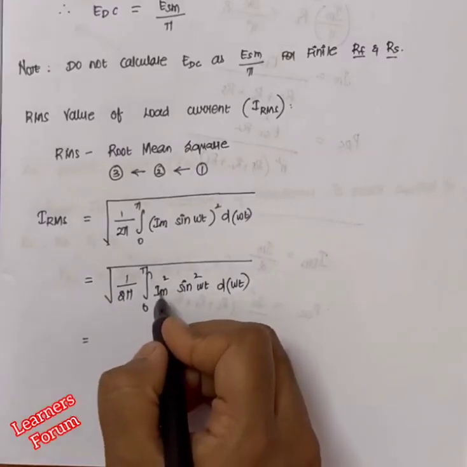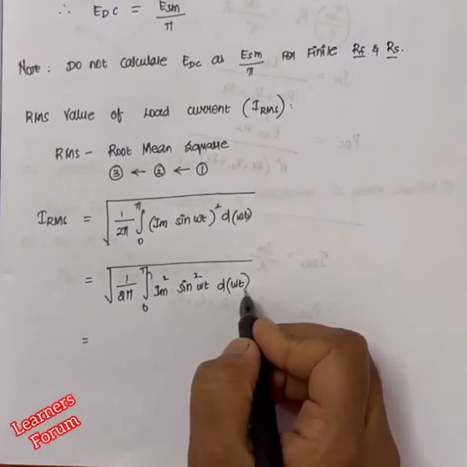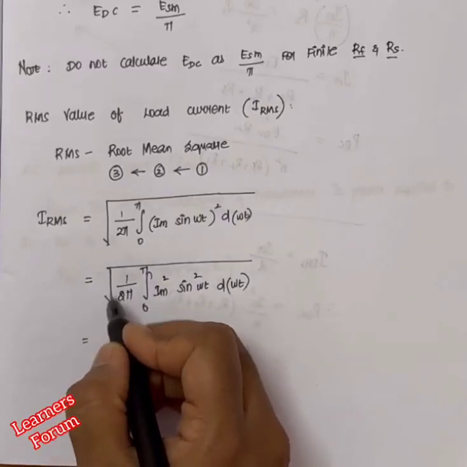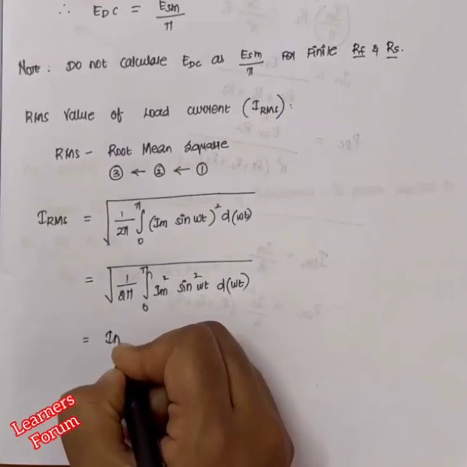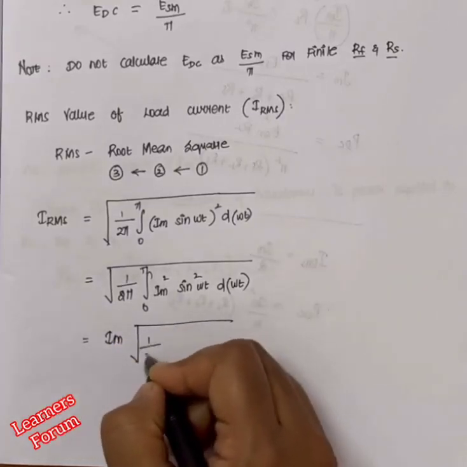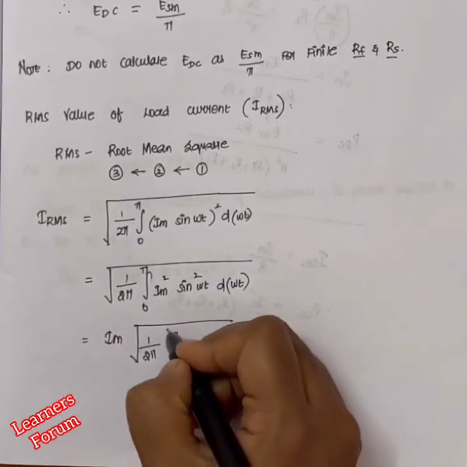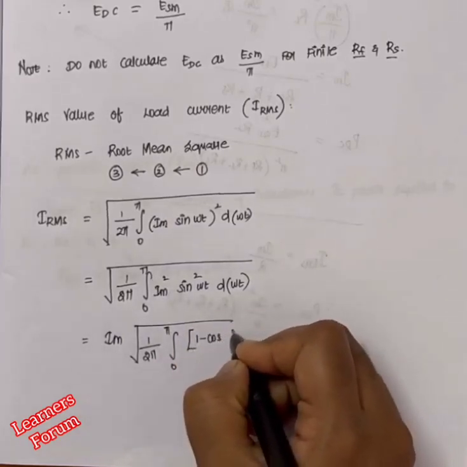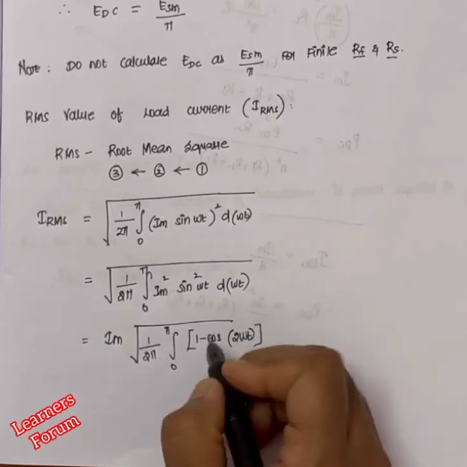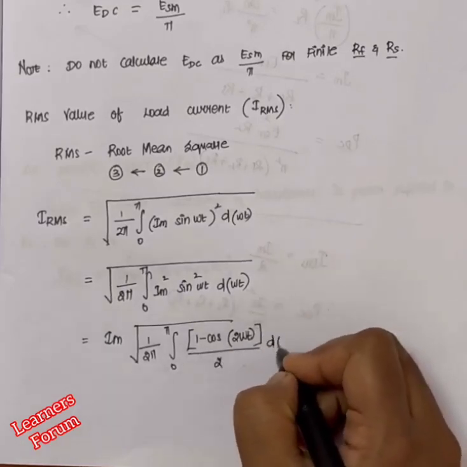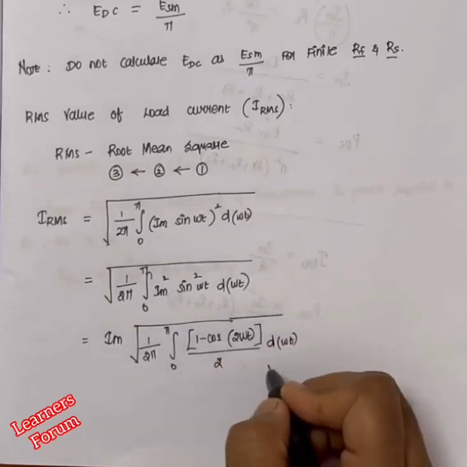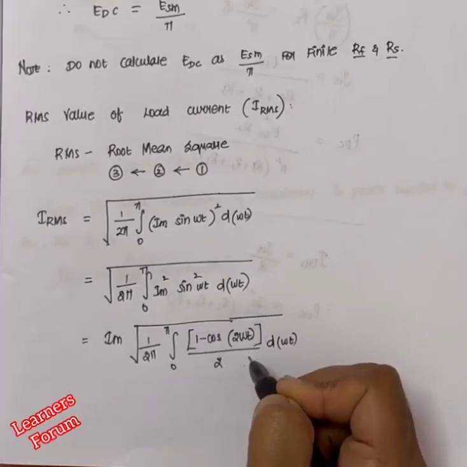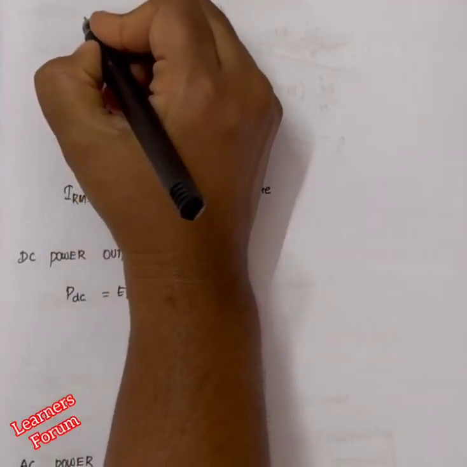So here we can take the Im square out of the integration range because it is a constant value, and we have a square root also. So after taking square root, we can simply write it as Im into square root of 1 by 2 pi integral 0 to pi. For sine square, we can write it as (1 minus cos 2 omega t) divided by 2, into d omega t. So now we have to split up these two terms and integrate it separately to get the actual value of IRMS.